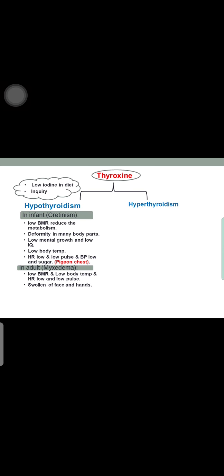and low heart rate, low pulse, low blood pressure and low sugar. Also, cretinism is characterized by the pigeon chest. Instead of a normal bony chest, it becomes curved and produces the pigeon chest. In adults, it results in myxedema.